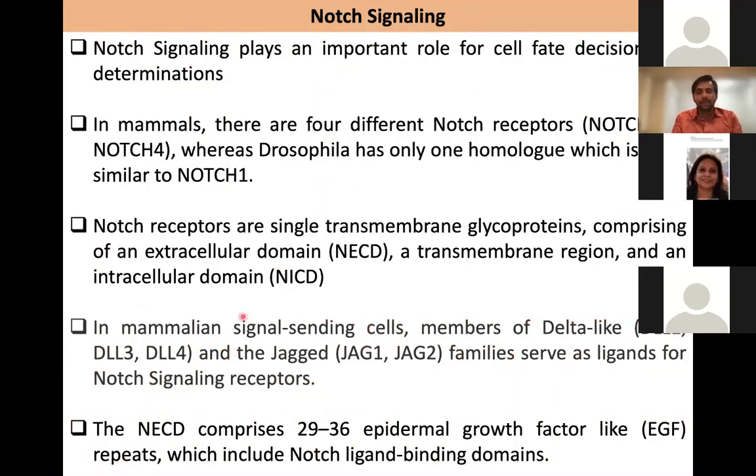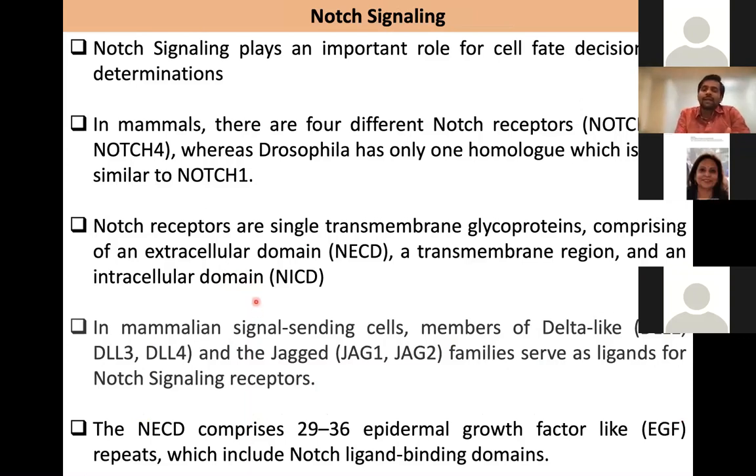Okay. And now Notch signaling. I just mentioned before that these glycans are also controlling the role of different signaling. So Notch signaling is a very important signaling pathway that is required for cell fate decision and determination. In mammals, there are 4 different Notch receptors, from Notch 1 to Notch 4. However, Drosophila has only one homolog, which is more similar to Notch 1.